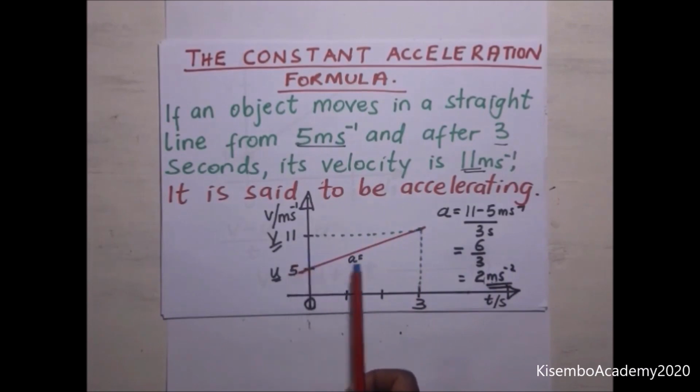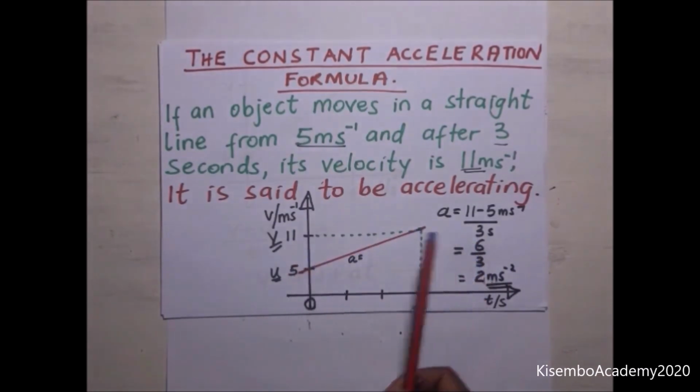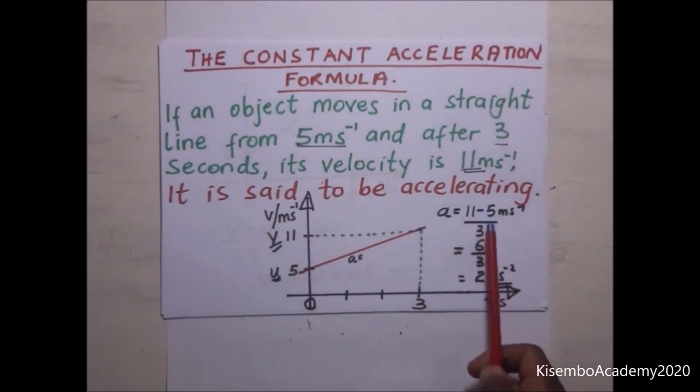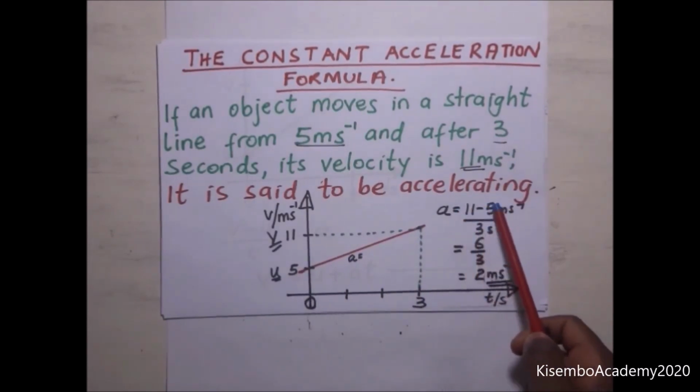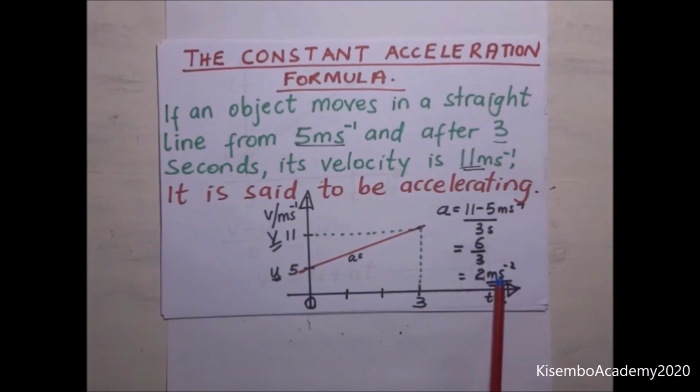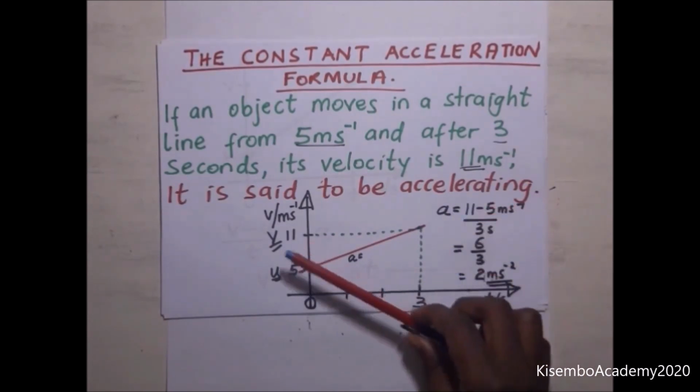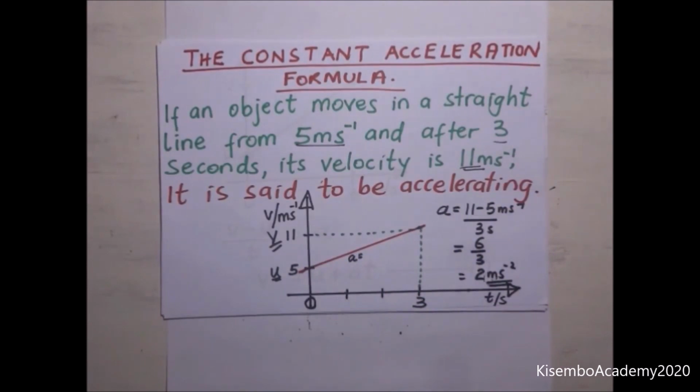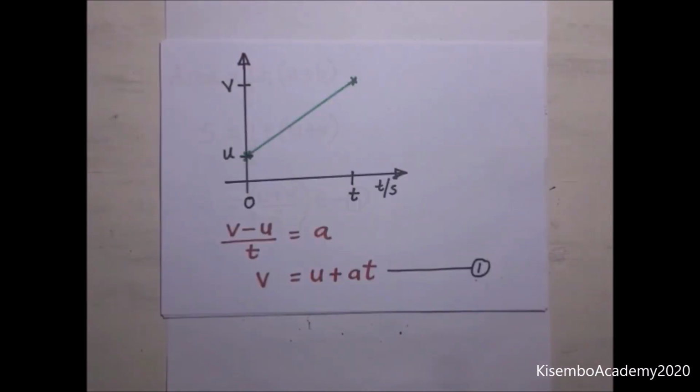Acceleration is the rate of change of velocity, because as you can see here, we have velocity being divided by time. So the rate of change of velocity is what gives us acceleration. And so we are going to use this kind of analogy to derive our first equation of motion.